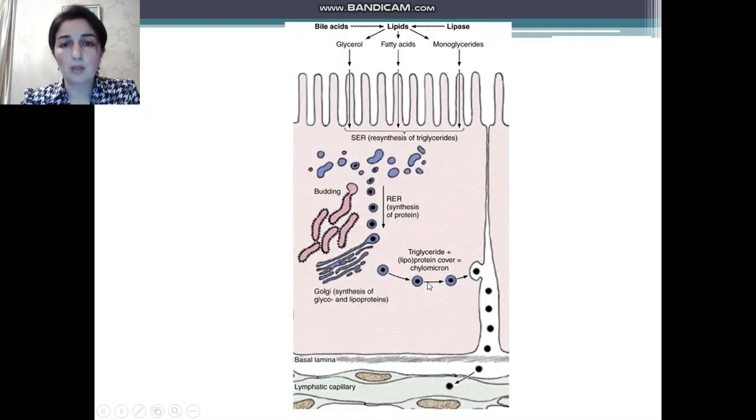But if we talk about the absorption and digestion of lipids, it has some specificities because lipid digestion will need bile acids which will emulsify these lipids into small micelles. Then the lipids will be broken down by lipases into fatty acids and monoglycerides, also glycerol.